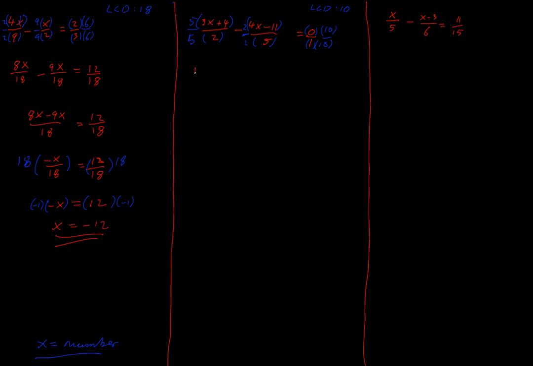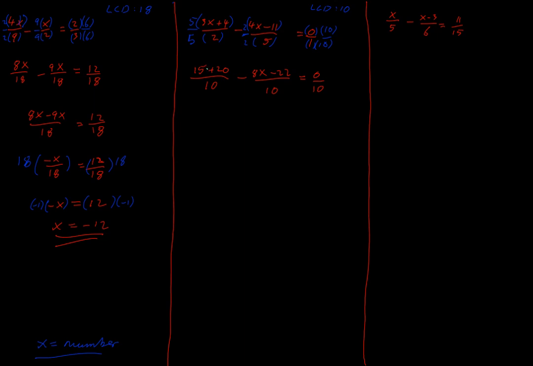5 by 3x is 15x, 5 by plus 4 is plus 20, all over 10, minus 2 by 4x is 8x, 2 by minus 11 is minus 22, all over 2 by 5 is 10, is equal to 0. And I can just write it over 10 if I like. 0 over 10 or 0 over 1 is the same thing. It's still just 0. But I can write it over 10 if I like. Now I'm going to simplify this.